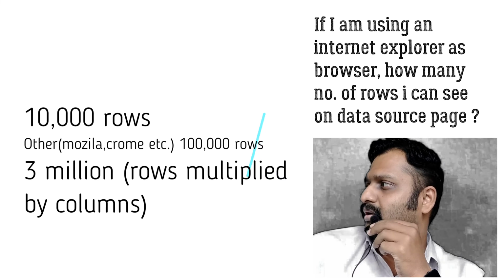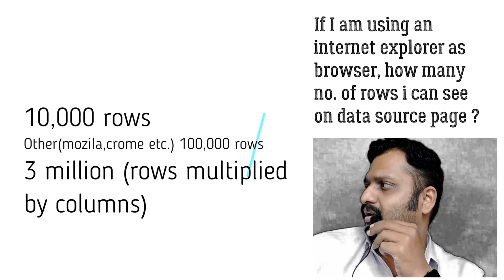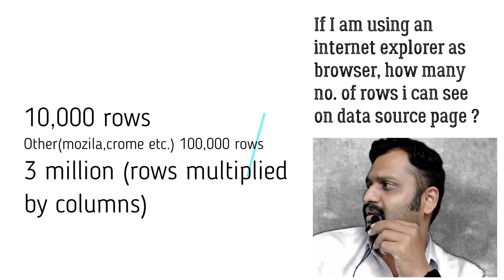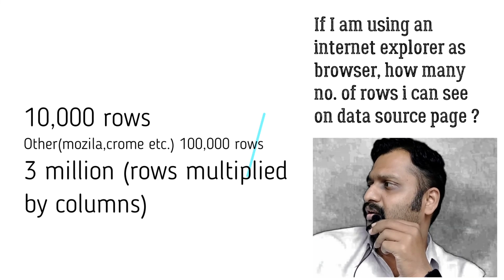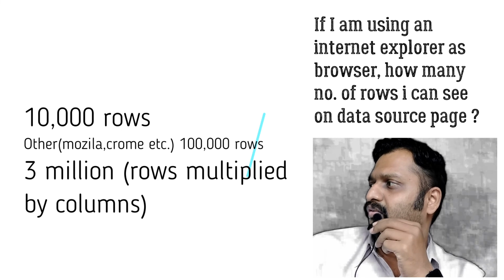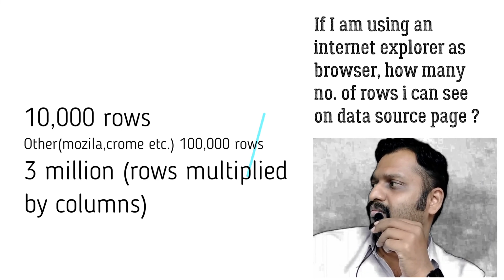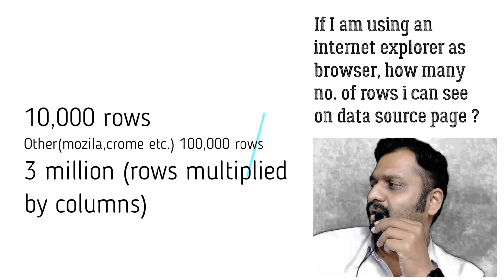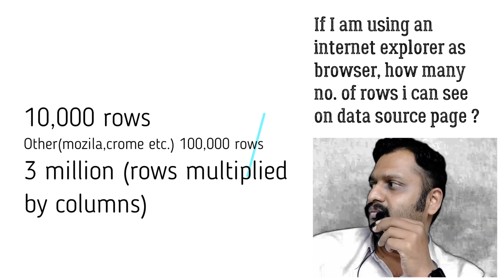Next question. If I am using Internet Explorer as a browser, how many rows can I see on a data source? The answer is 10,000 rows. With other browsers, you can see 1 lakh rows. And if you are considering rows and columns multiplication, then 3 million for others.